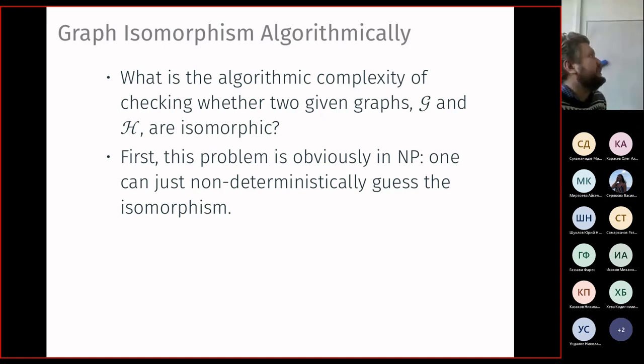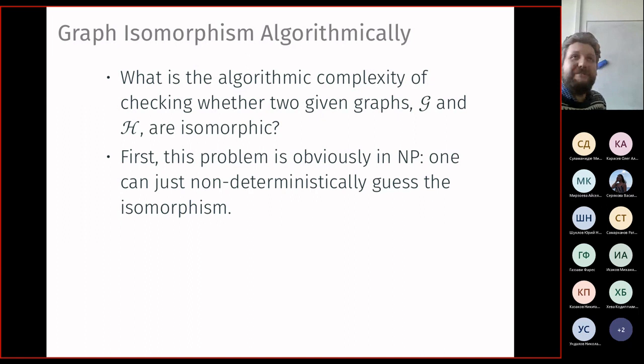How about this? How do you think? Is it NP-hard or polynomial? Just a bold guess. I don't ask you for a real mathematical answer, just what is your guess? Is it plausible that you can check for isomorphism fast, or is it NP-hard?